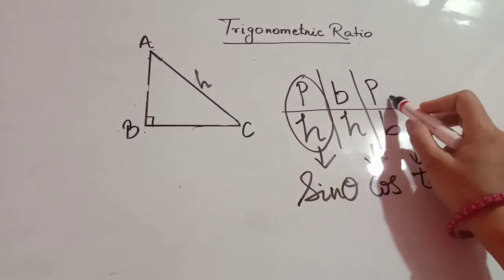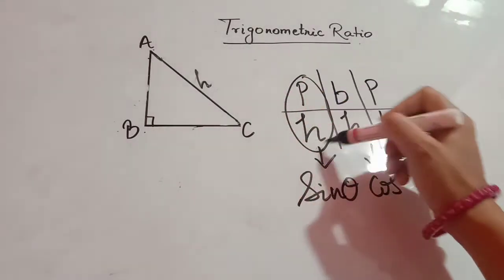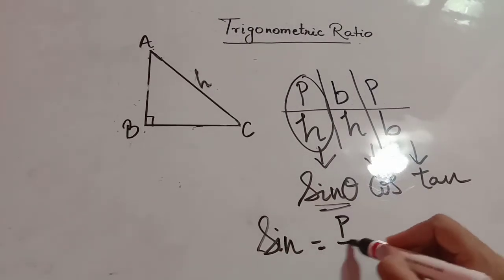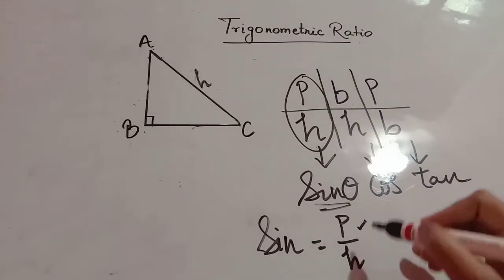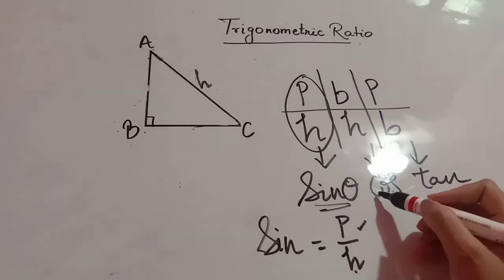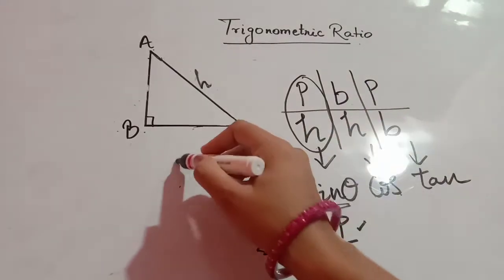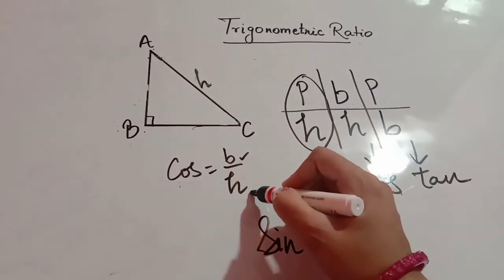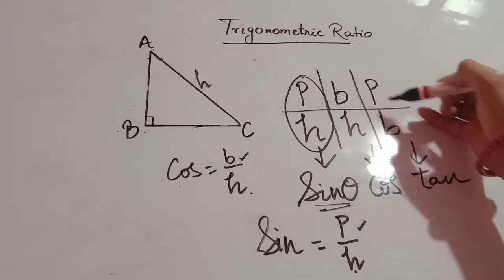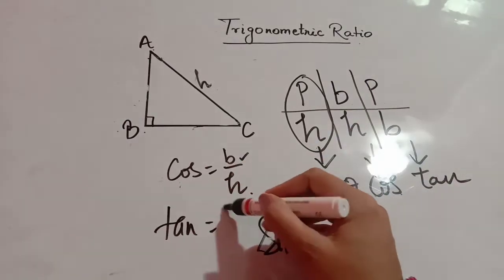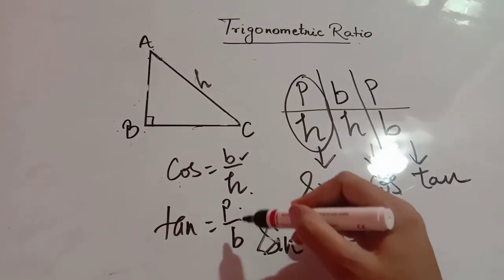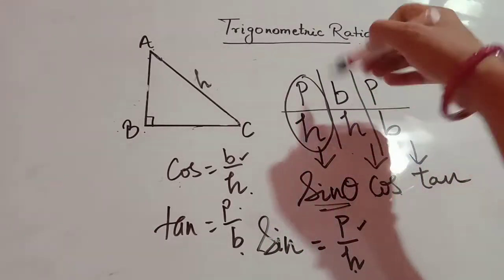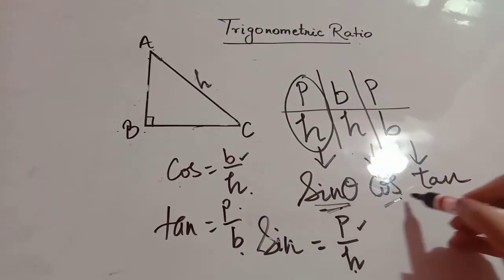Pandit Badri Prasad Hari Hari Bol, and the first one is your sine. The formula of sine is P by H, perpendicular divided by hypotenuse. Similarly, the formula of cos is B by H, base by hypotenuse. Tan theta formula is P by B, perpendicular divided by base. This is the easiest way to learn this. Pandit Badri Prasad Hari Hari Bol. Then we divide that into 3 parts: sine theta, cos theta, tan theta.